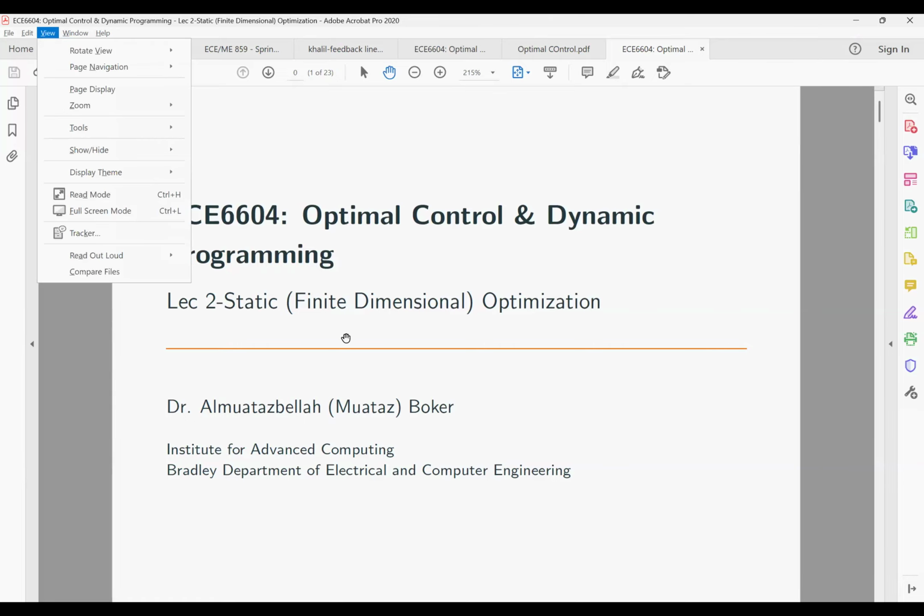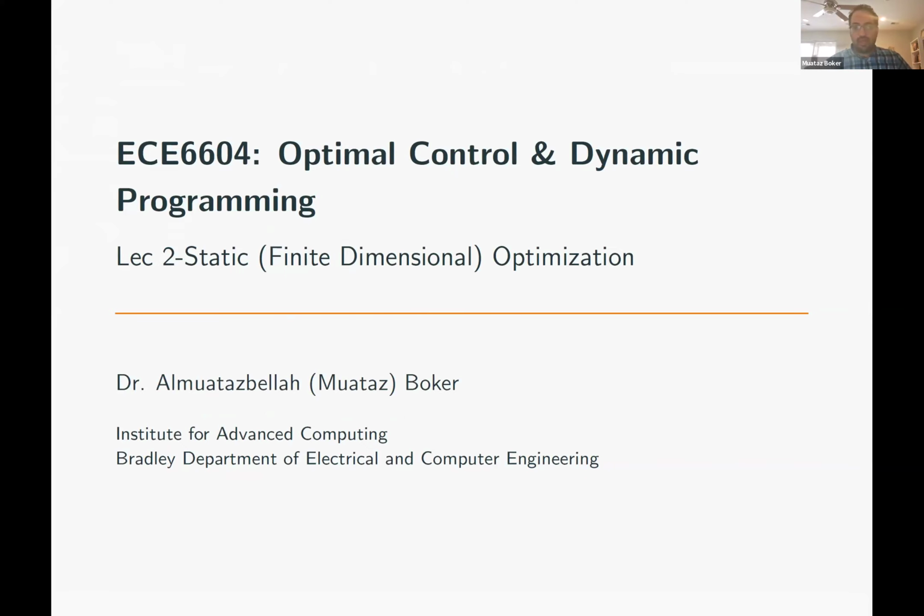Yep. Okay, so today I would like to start with baby step number 1, which is static finite dimensional optimization. So we're not going to talk about controller yet, okay? What we're going to talk about here is how to define whether a system or a function has a minimum or a maximum point, and how can we describe it and how can we find it. Okay, so we call that static optimization.